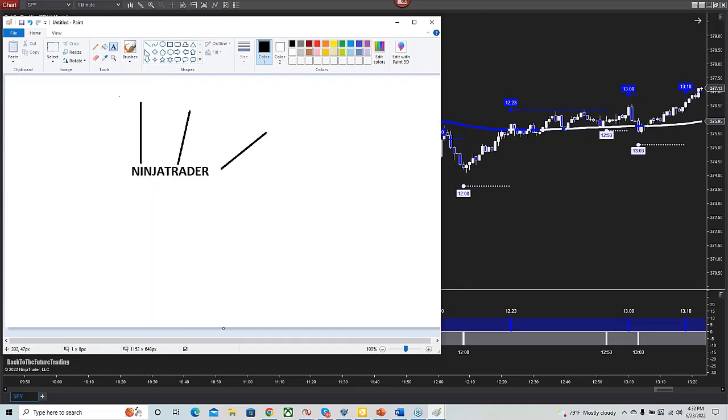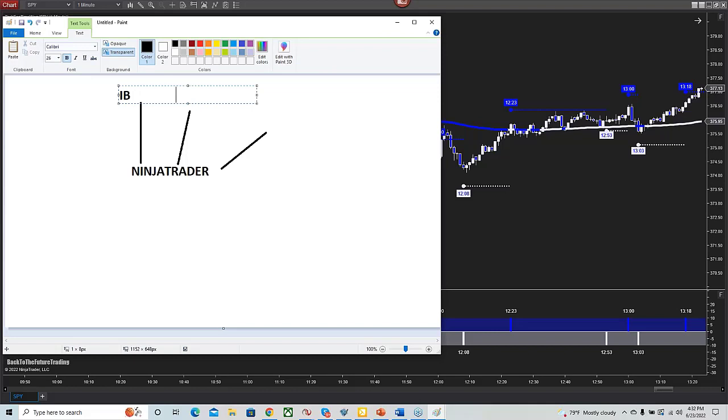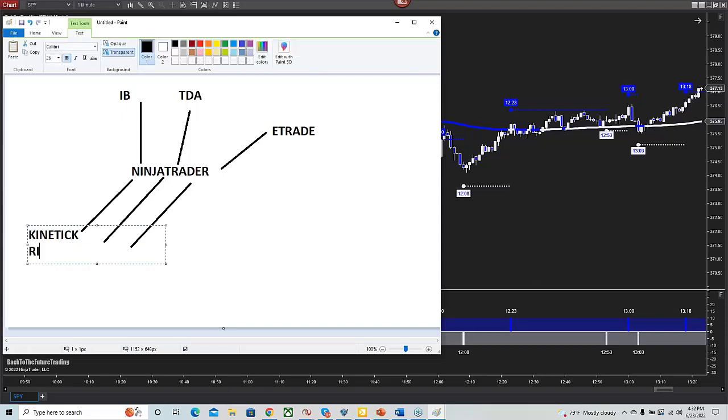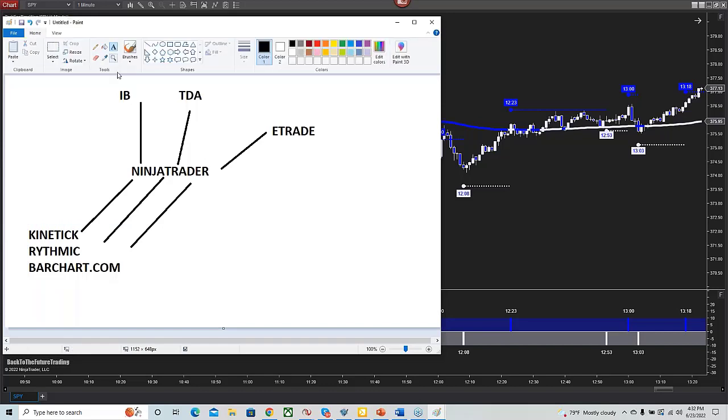It'll connect to Interactive Brokers. It'll connect to TD Ameritrade. It'll connect to E-Trade. It also allows you to connect to third-party data providers, including but not limited to Kinetic, Rhythmic, barchart.com is another one. So there are multiple ways to use NinjaTrader as a charting platform to get the times without having to have an account for it. Okay, so you're not out of luck.